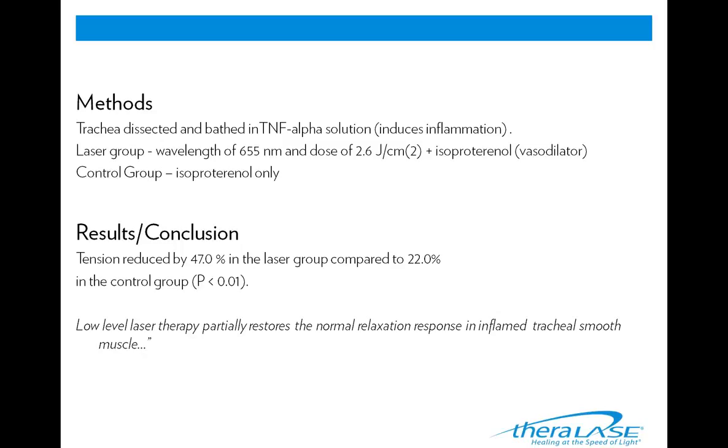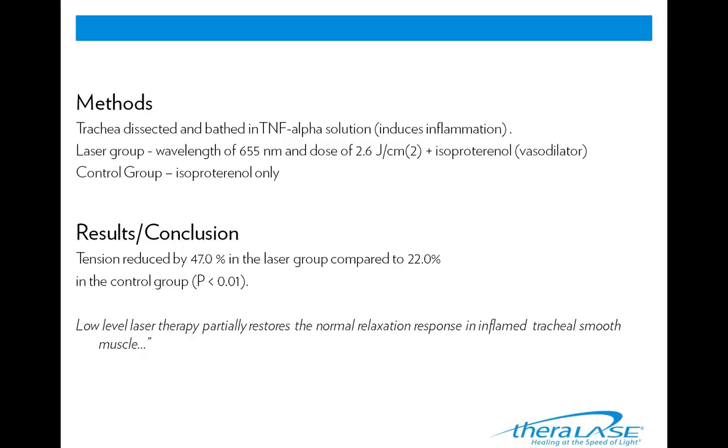The laser group was treated with a wavelength of 655 nanometer, a dose of 2.6 joules per centimeter squared, plus they were given a vasodilator medication. The control group only had the vasodilator. And they also had very positive results. This is not a human study, but still it gives us information, gives us some good results.